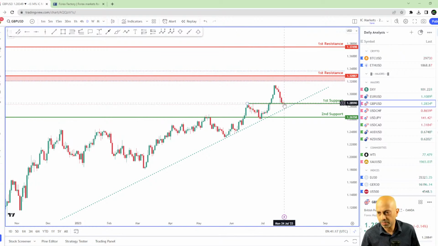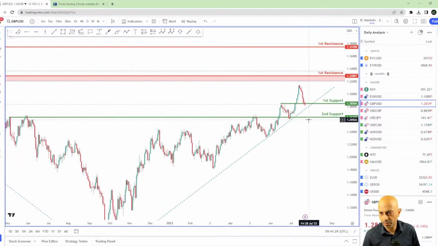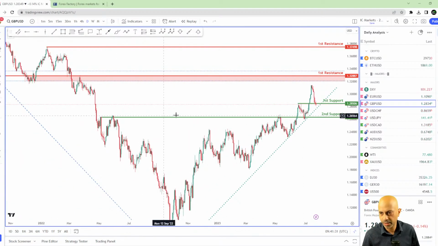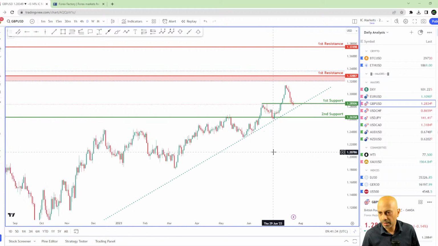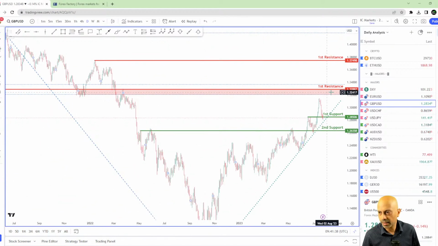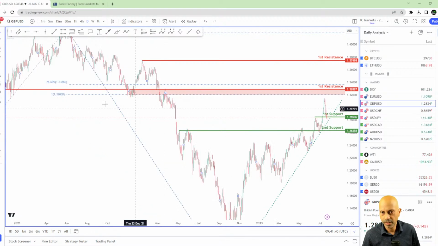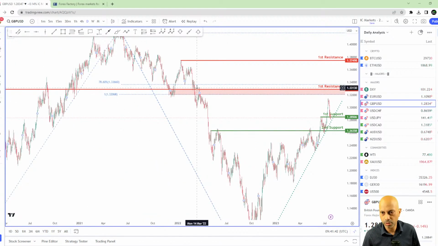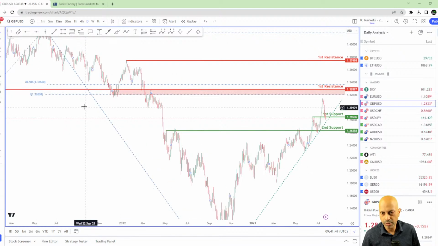We can see price currently trading below this first support, but let's see how it plays out as US session comes online. Second support on the daily time frame is at 1.2635. Again, we see a very nice overlap at this level here. And in addition, to the upside, the first resistance is at 1.3288. Again, we see a pretty strong overlap here, and also there's a Fibonacci.